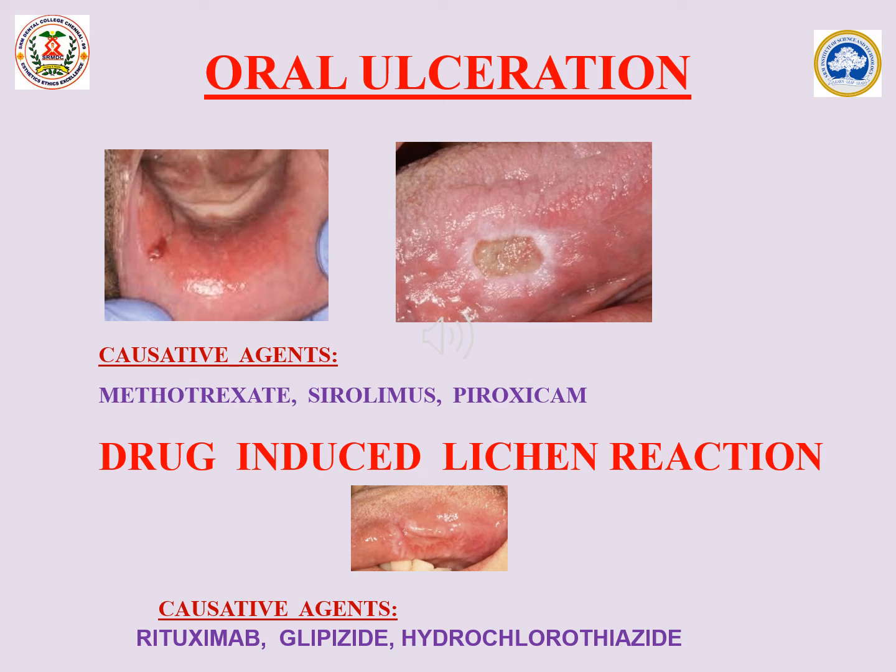And apart from this, there are certain drugs that can also cause a lichenoid-like reaction. So in general, lichen planus is an autoimmune disease, but certain drugs can also induce lichenoid-like reaction. Rituximab, which is a monoclonal antibody, and glipizide, an oral anti-diabetic drug, and hydrochlorothiazide, which is a thiazide diuretic, which is also used as an antihypertensive drug.